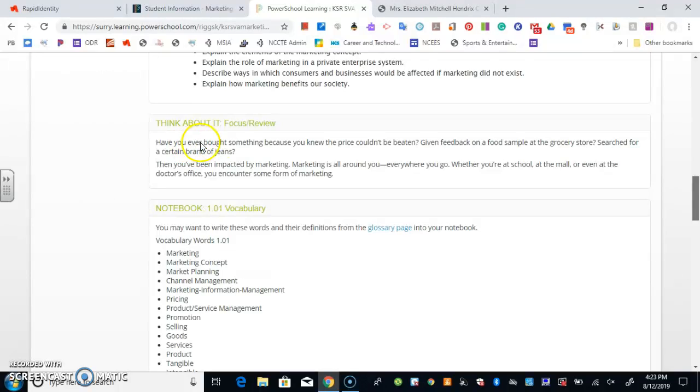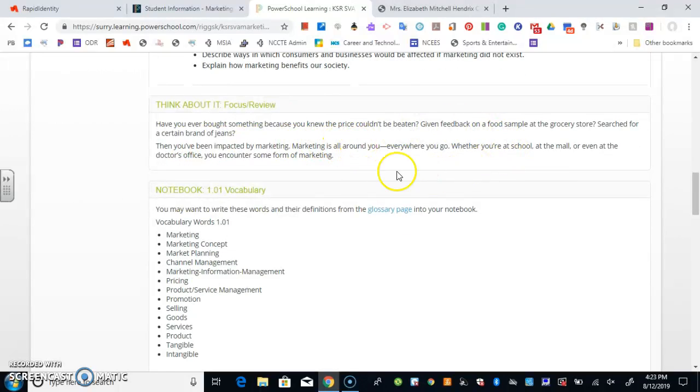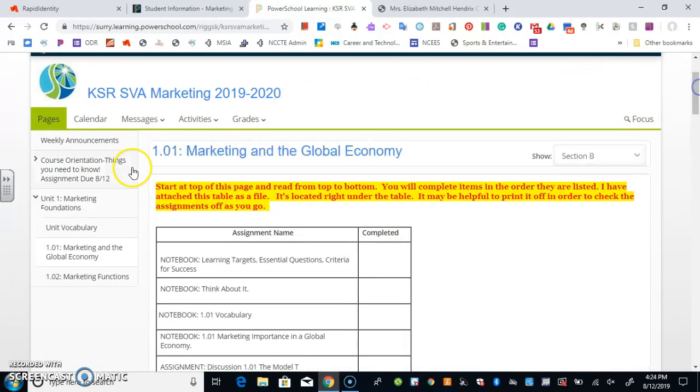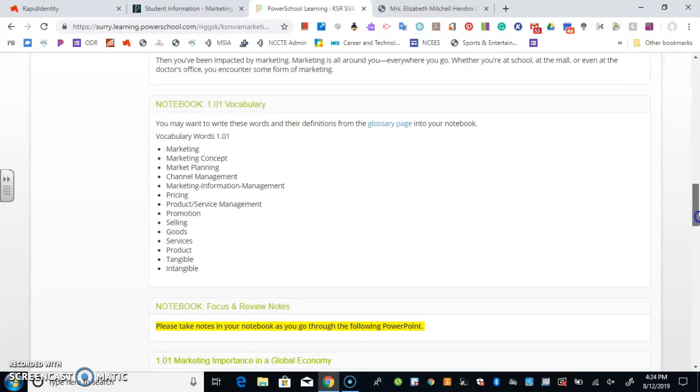This is a think about it, to get your mind started on what we're going to be talking about. And we're talking about why we buy what we do. Then we have the vocabulary for 101, and it's all right here. And you'll want to write these words in your notebooks or binders, and this takes you back to the glossary page, or you can see the unit vocabulary right here. So there's the vocabulary for you.